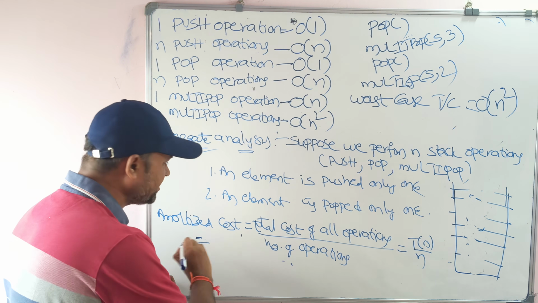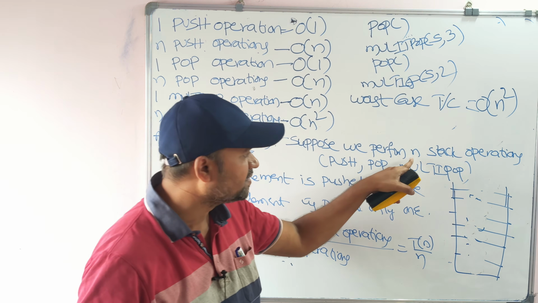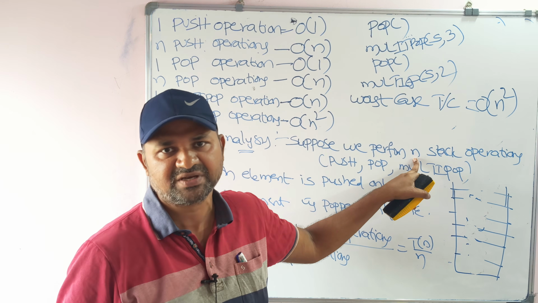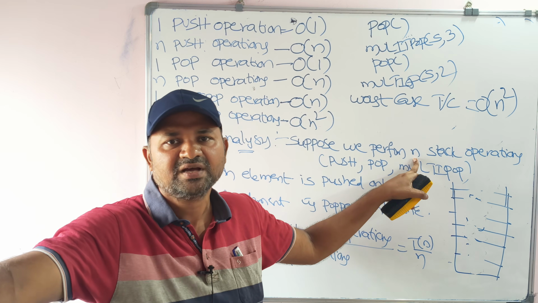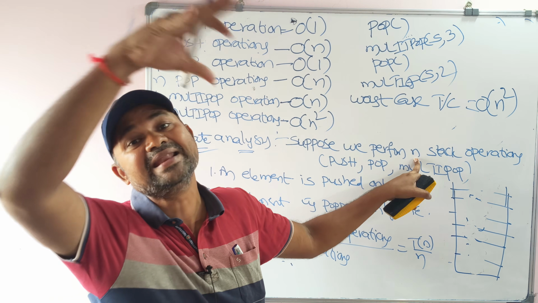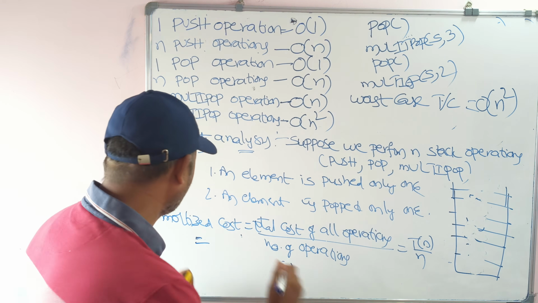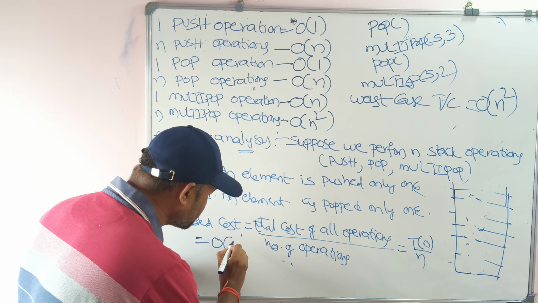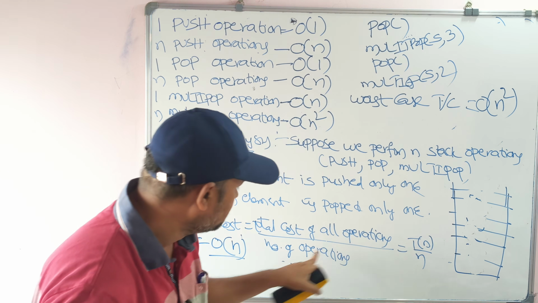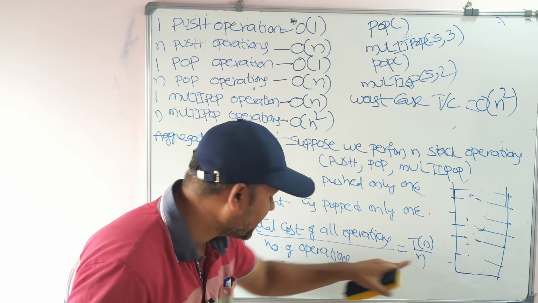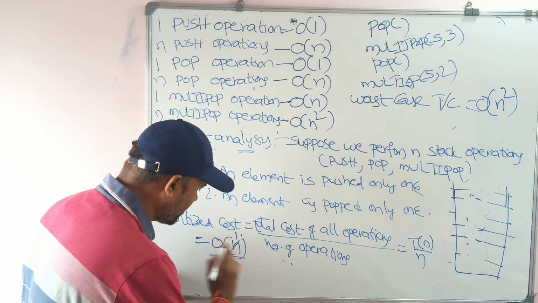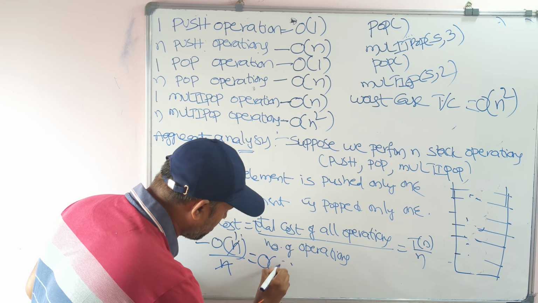Now what is T of n here? Here we are inserting n elements as well as deleting n elements. If we insert 100 elements, then we can also delete only 100 elements. We can't delete more than 100 elements. So we can say that the time complexity, the cost, is order of n only. Divided by the number of operations n, order of n by n. So n will be cancelled, and the cost is order of 1.